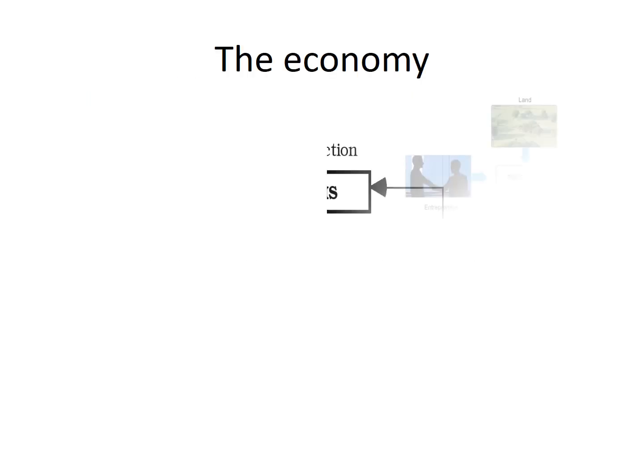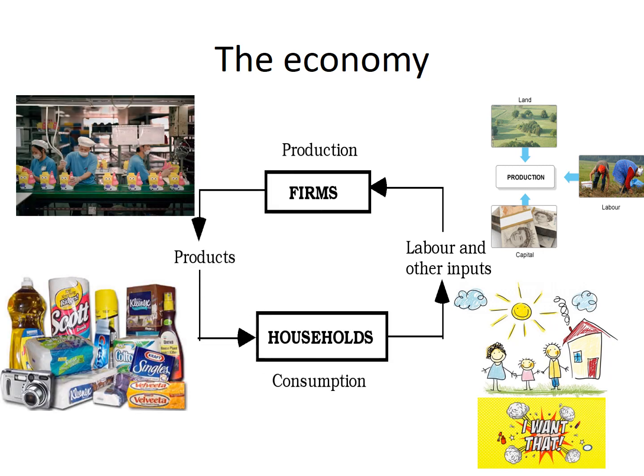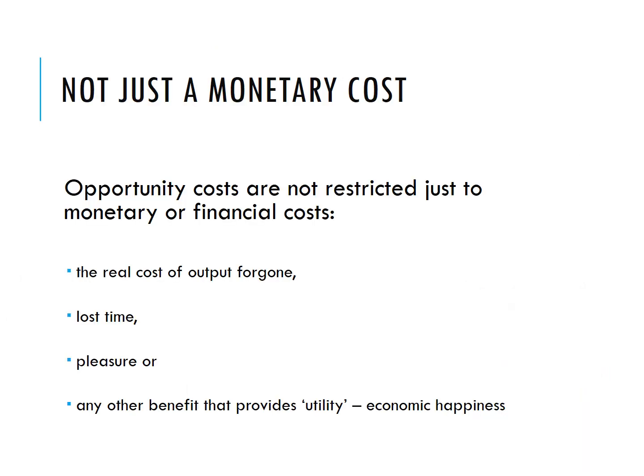So how does that relate to the economy? Well, as we've said earlier, the economy is a system through which factors of production are transformed into products that people want to buy. And as a result, the opportunity cost arises. If we make more of one product, we have to make less of another. It can also be in terms of non-financial costs, such as lost time. We can measure it in terms of pleasure or any other measure that provides us with some way of assessing the value of different options.